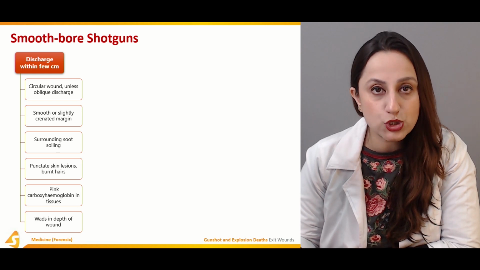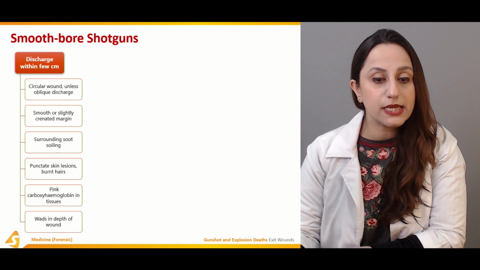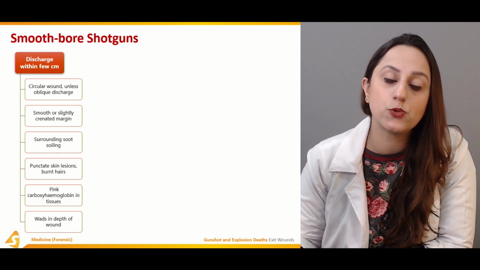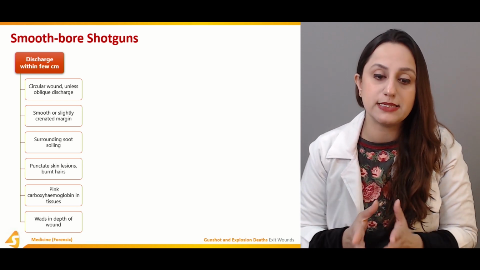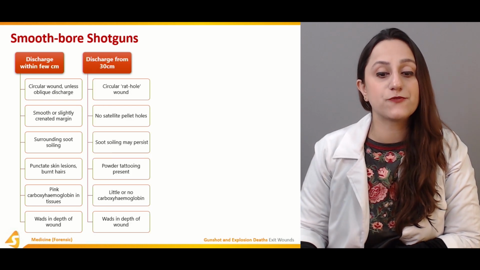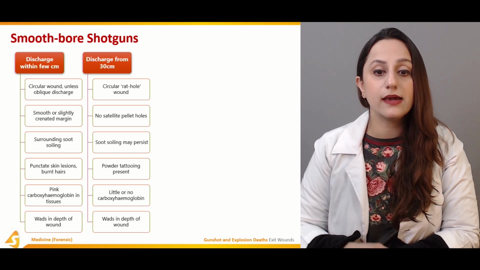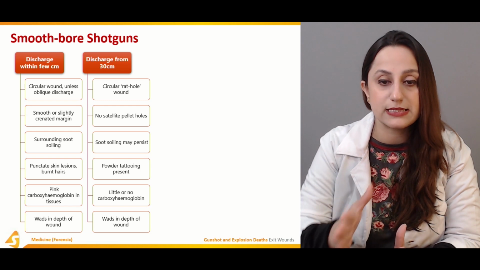The surrounding soot soiling is also observed. There are punctate skin lesions, burnt hairs, that is the singeing of the hair, pink carboxyhaemoglobin in the tissues, and wads, that is basically the propellant phenomena, seen in the depths of the wound. If the discharge is from 30 centimeters, then what will be the characteristics? It is quite comprehensively discussed, and it is easy to remember these characteristics in such a way.